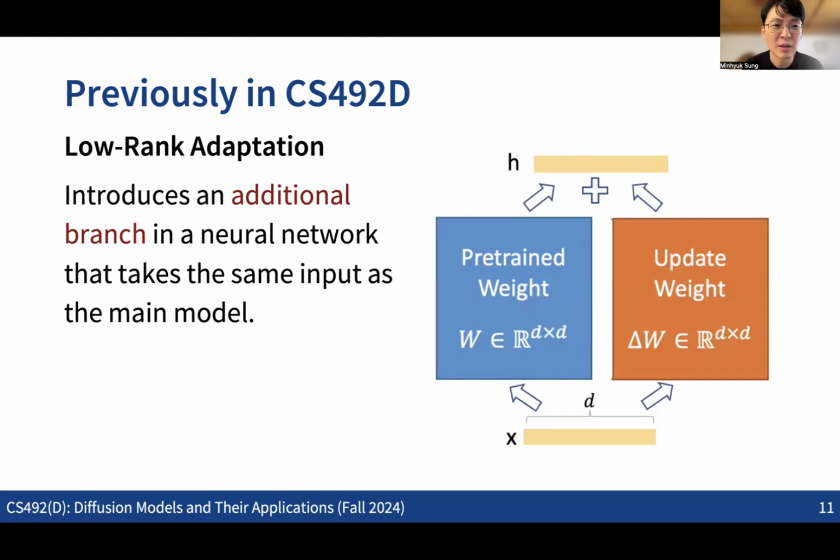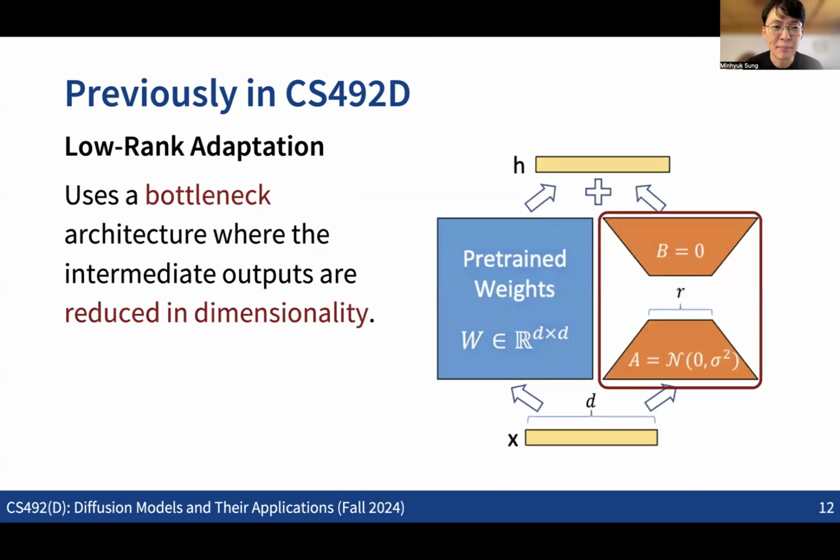And the idea of low rank adaptation was to have bottleneck layers in the middle of an extra branch, so that we shrink the dimension of the intermediate variables. This also reduces the number of parameters in the neural network while making the fine tuning more efficient. So these are all the ideas. And assignment 3 will be about implementing some parts of those things and playing with pre-trained diffusion models for conditional generation and also personalization. Any questions on this?